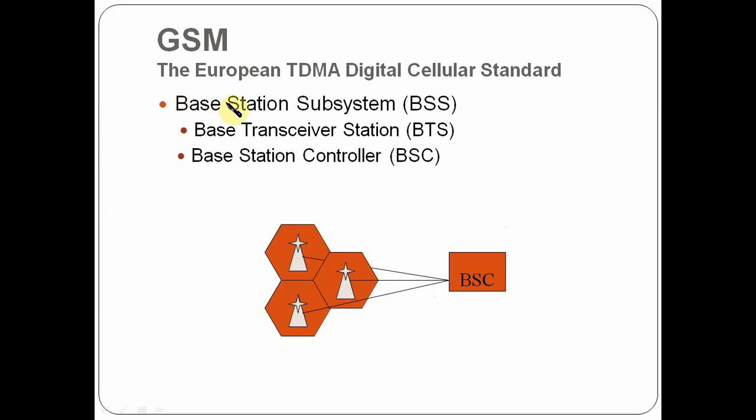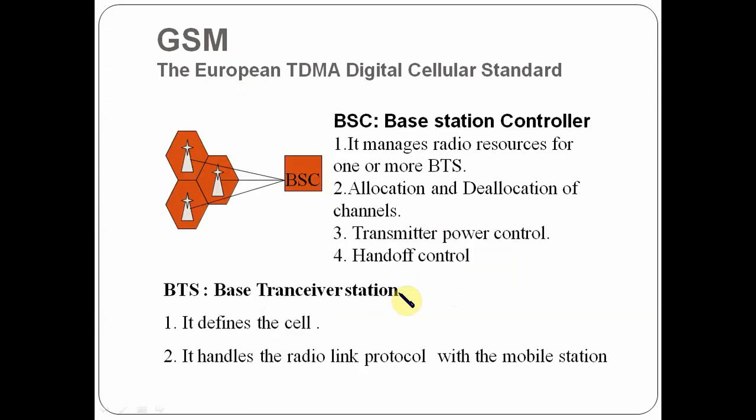After that, base station, next part, that is the BSS. There are also two parts, base transceiver station, BTS, and base station controller, BSC. Every cell has a different base station and control unit that will be controlled by the BSC, that is the base station controller. It manages some radio resources, that will be one or more base transceiver station, that is BTS. It transmits some power control, handoff control also, that is the soft handoff, hard handoff also. That is the base transceiver station, that is defined under the cells. It handles the radio link protocol with the some mobile stations.